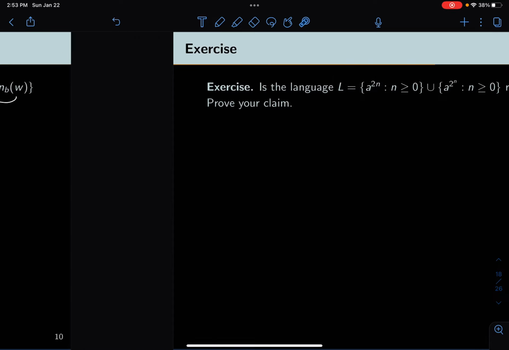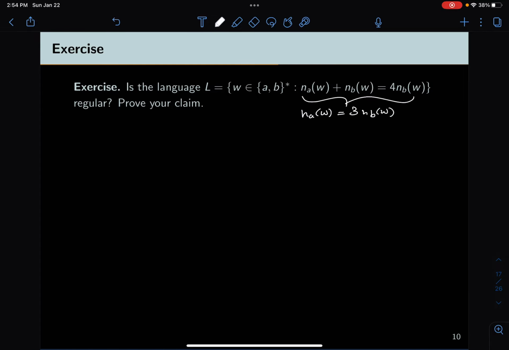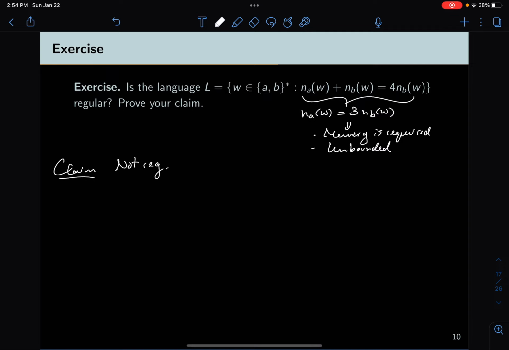So here there's some kind of memory that's required, right? And from the looks of it, because there isn't a bound on the number of A's or B's, the memory that's required will be unbounded. And because it's unbounded, that gives me the idea that it's probably not regular. Okay, so I'm going to claim that it's not regular. And now I'm going to give you a proof. I'm going to use the pumping lemma.